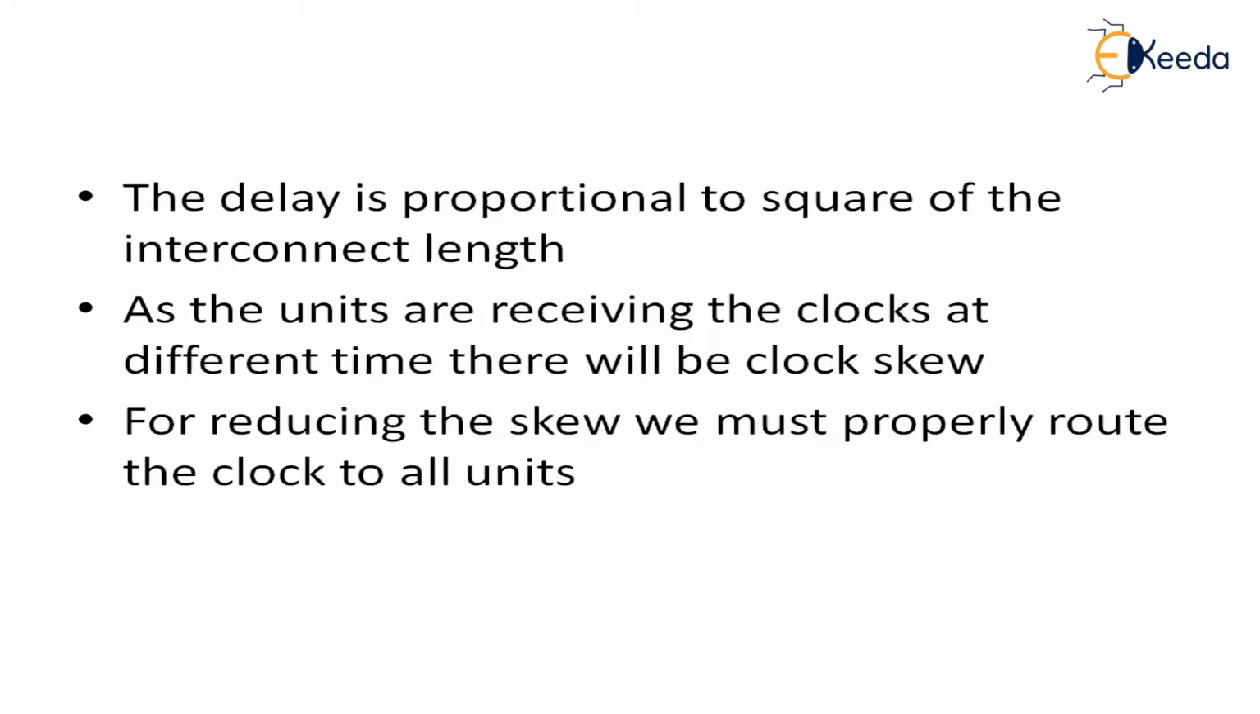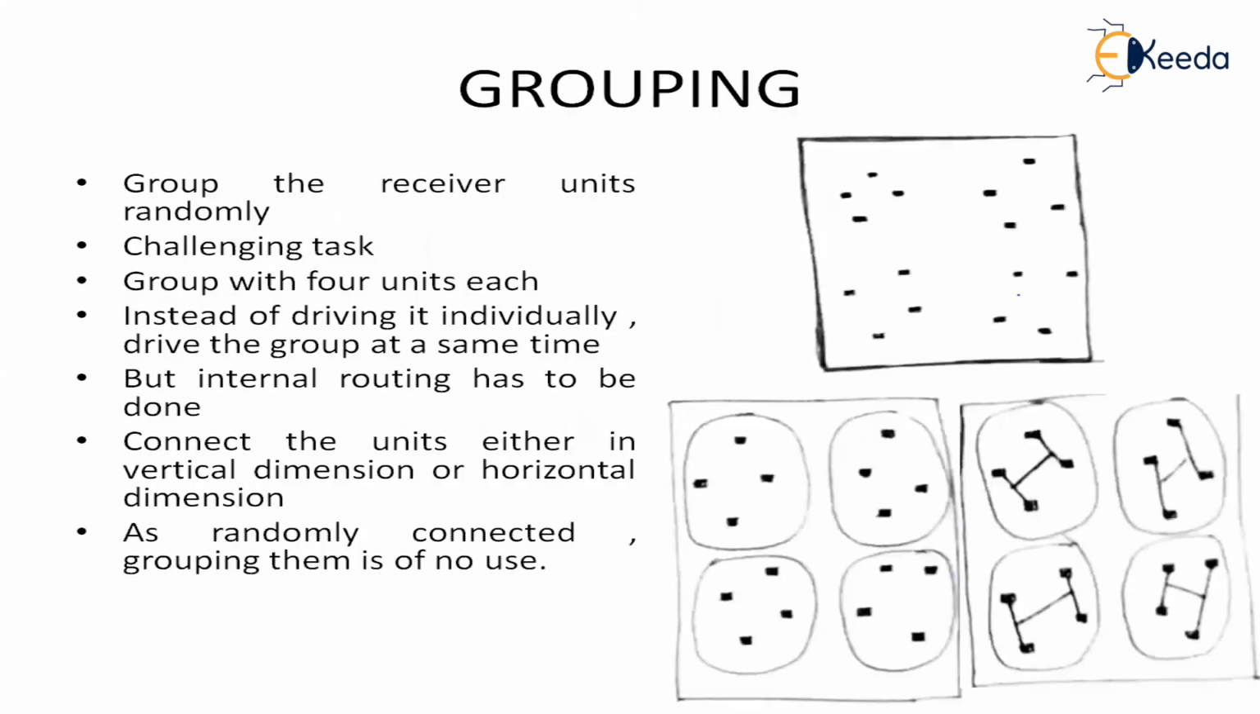For reducing the skew, we must properly route the clock to all the units. If you don't reduce the skew, the difference in the time at which the clock arrives, there will be a problem. So for reducing the skew, we must properly route the clock to all the units. I can use several techniques, as I mentioned earlier. There are various techniques.